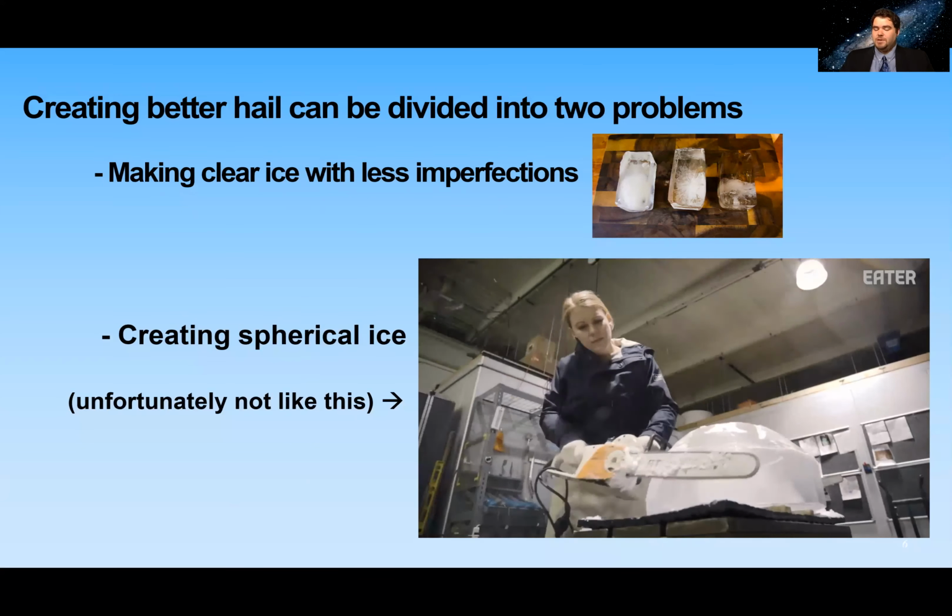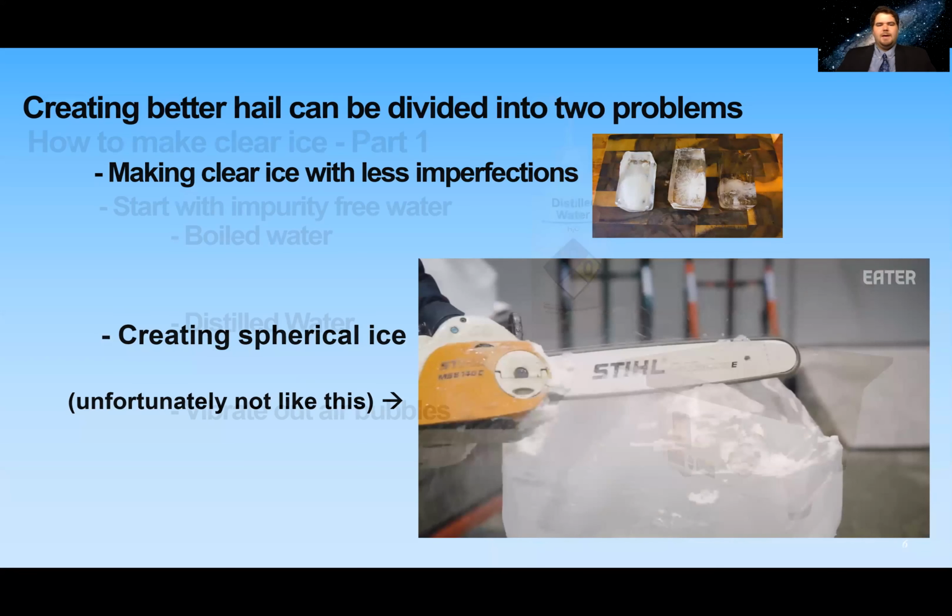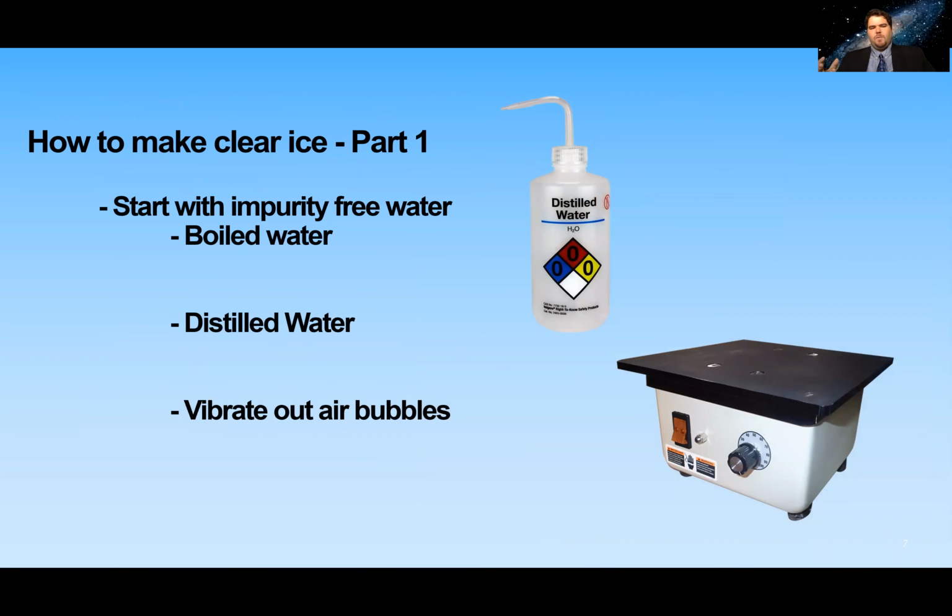Unfortunately, not with a chainsaw like you see in this video. So how do we make clear ice? Well, we have to first start with impurity-free water, and that means either boiled water or distilled water. But we also have to take into account those air bubbles that naturally form in water, and you have to use a vibrating table to remove those air bubbles.